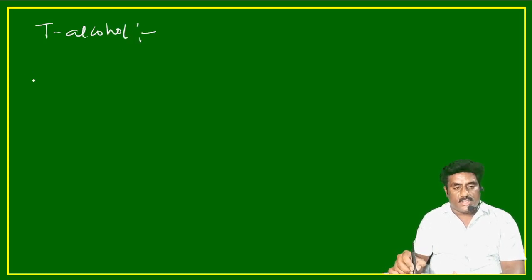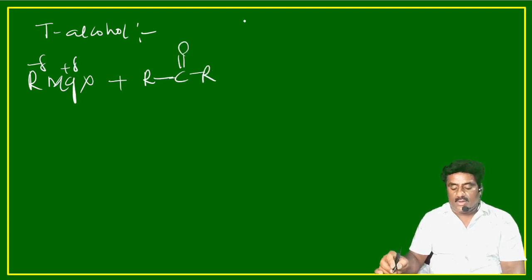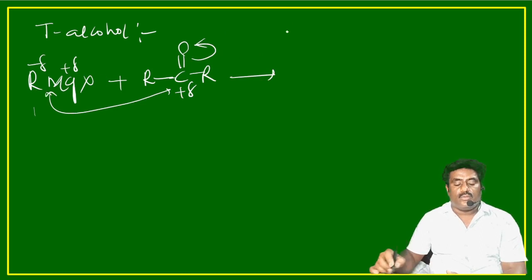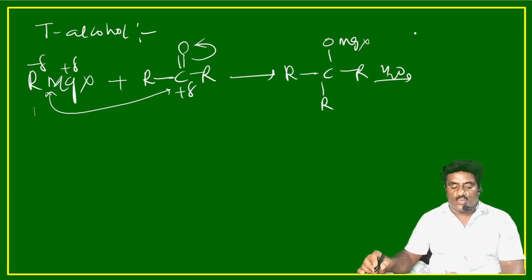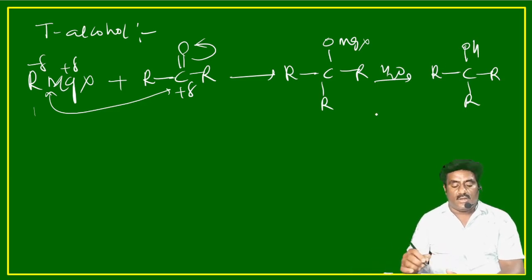I am taking tertiary alcohol. Tertiary alcohol: alkyl magnesium halide with a ketone, RC double bond O R. It forms, positive charge, attacks here. What happened? R OMgX and R. It is treated with H2O. It forms R, R, R and OH. It is a tertiary alcohol.